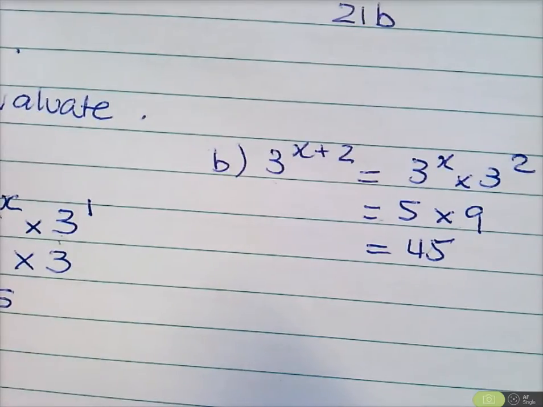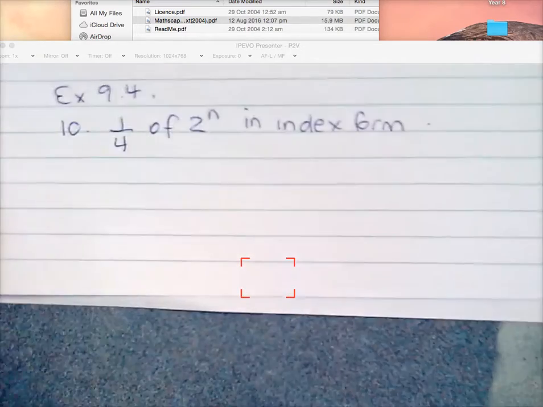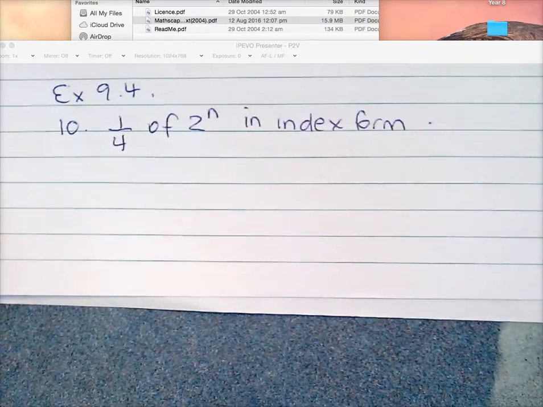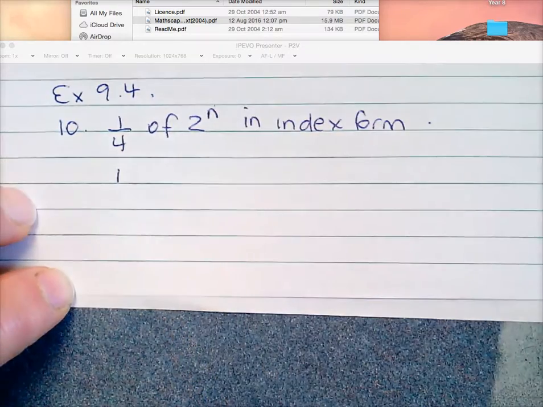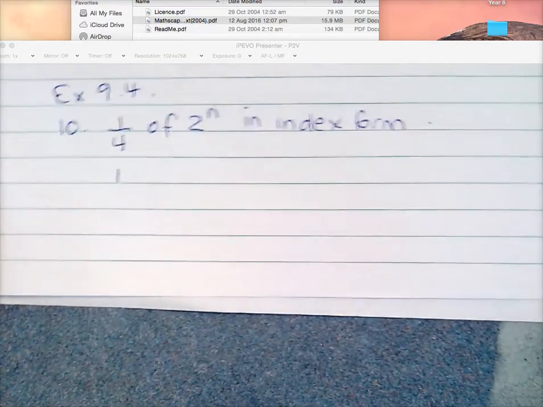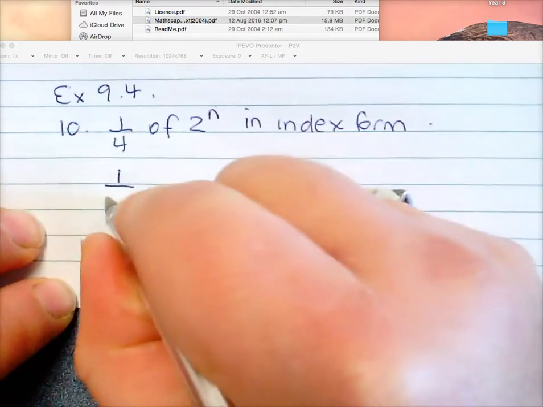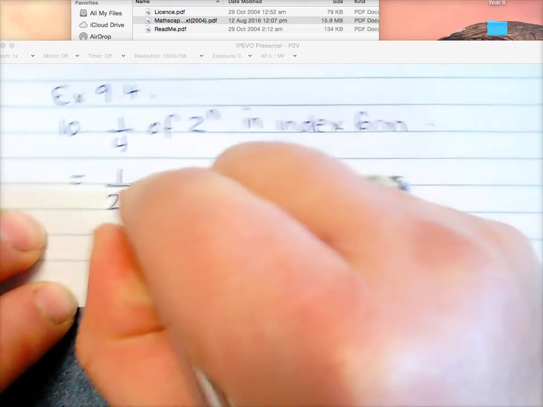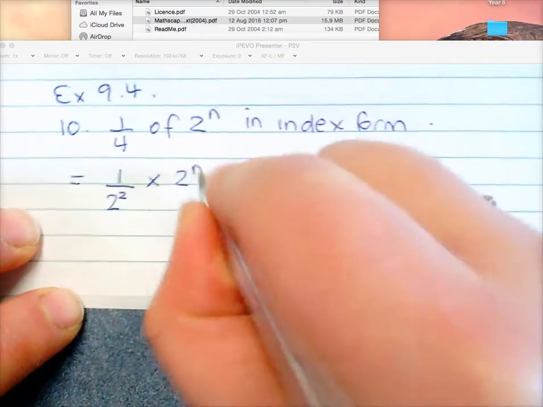Okay, someone else had a problem? Homework problem, exercise 9.4, question 10. And the question is a quarter of 2 to the power of n in index form. Now a quarter, see girls, we've got 2 to the power of n. We've got a base 2. Let's try and make the quarter, write it as a base 2. Isn't that 1 over 2 to the power of what? 2. So a quarter is 1 over 2 squared, times 2 to the n.